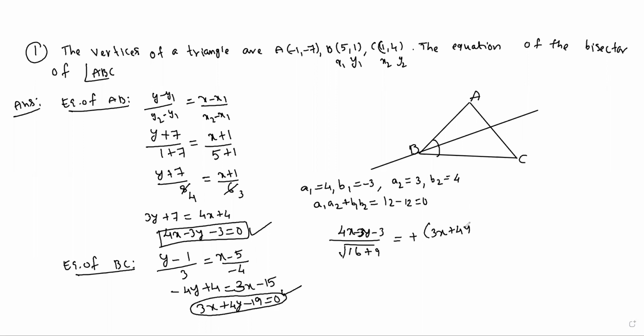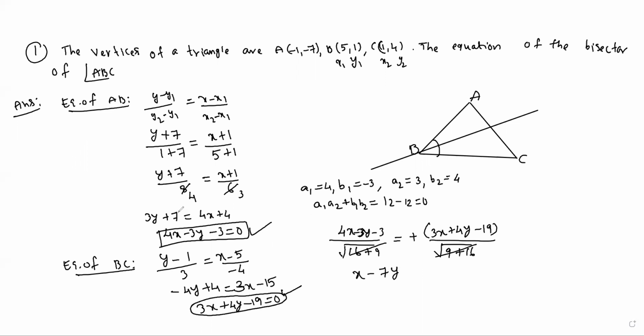3x plus 4y minus 19 divided by root of a square. 3 square is 9, 4 square is 16, but the denominators are the same, so they get cancelled. Now we'll send all the x values and y values to this side. 3x, take this side: 4x minus x, 3x is x, minus 3y plus 4y becomes minus 7y. Here this value becomes minus now, that's the total we get.